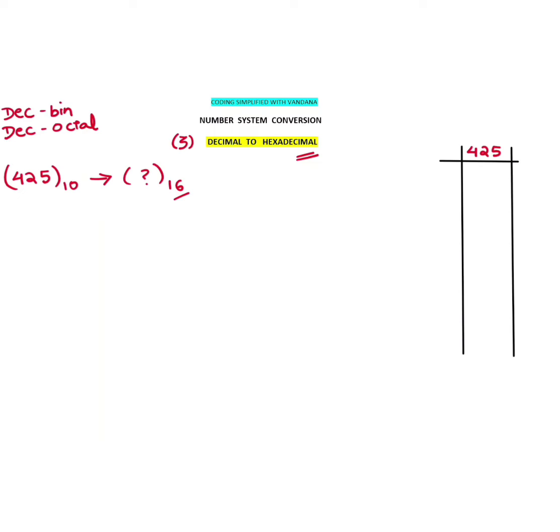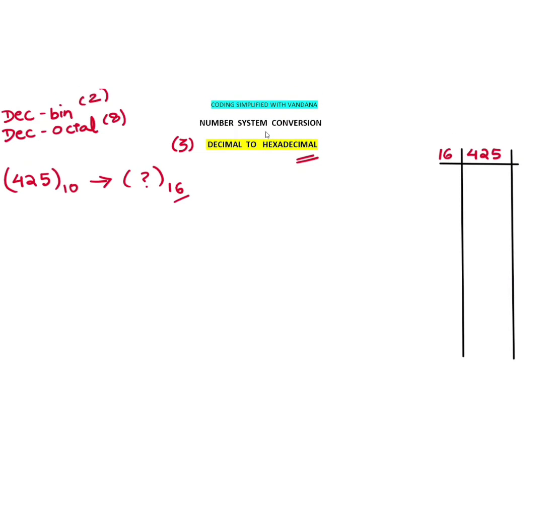Remember, when we converted decimal to binary, we divided by 2. When we converted decimal to octal, we divided by 8. And now we are going to convert decimal to hexadecimal, so we are going to divide this by 16. So let's continue. 425 divided by 16. So we are going to start from 42 divided by 16.